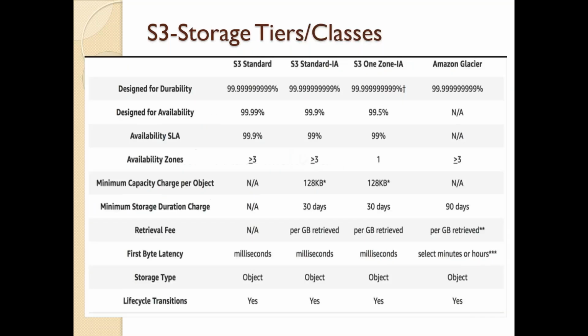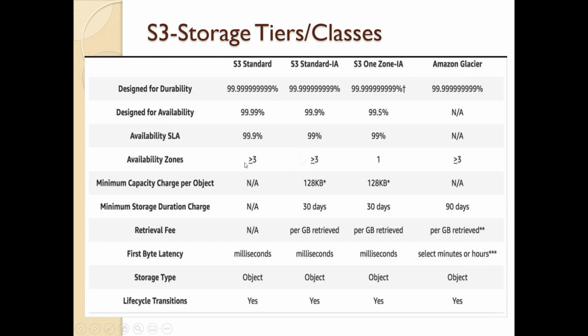I think a lot of questions come from this area. I have observed that. A lot of questions will come here. If you see the design for durability, all are designed for 11 nines. Availability for standard is 99.9, this is 99.9, this is 99.95. And Glacier has no availability figure because it is just archiving. The availability SLA is 99.9 or so for everything.